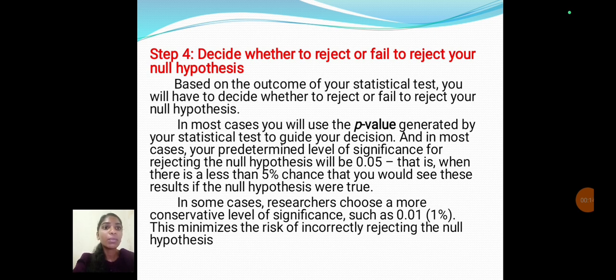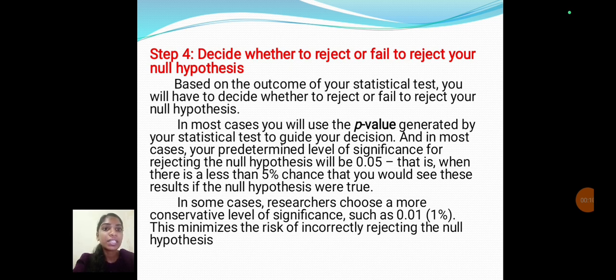Step 4. Decide whether to reject or fail to reject your null hypothesis. Based on the outcome of your statistical test, you will have to decide whether to reject or fail to reject your null hypothesis. In most cases, you will use the p-value generated by your statistical test to guide your decision. And in most cases, your predetermined level of significance for rejecting the null hypothesis will be 0.05.